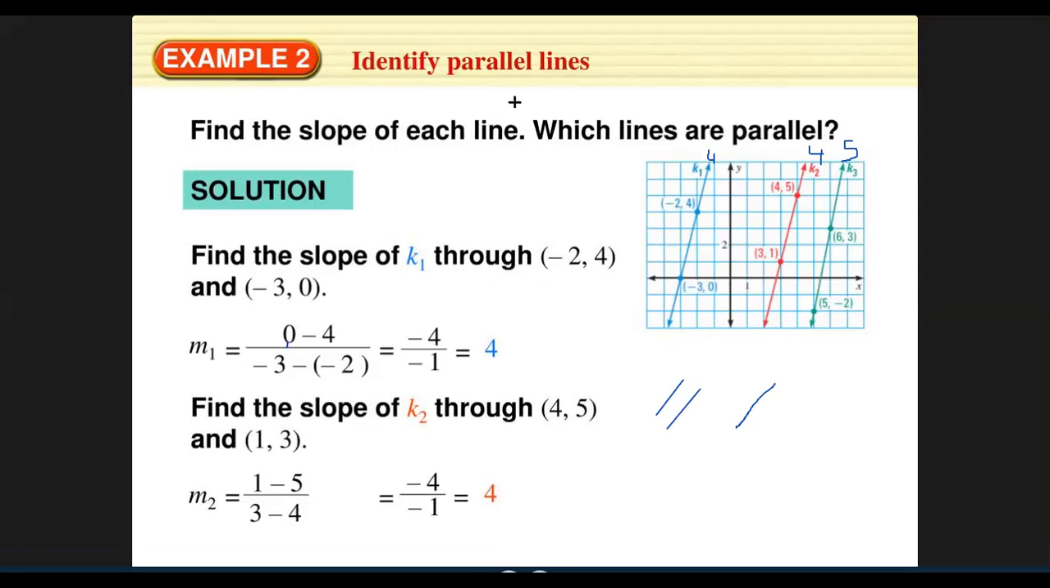But what is the relation between K1 and K5? They are not parallel. K2 and K5, they are not parallel. Why? Because they have different slopes.